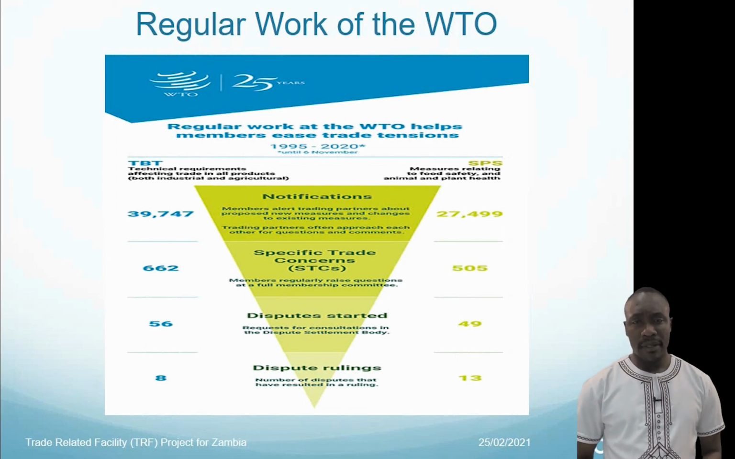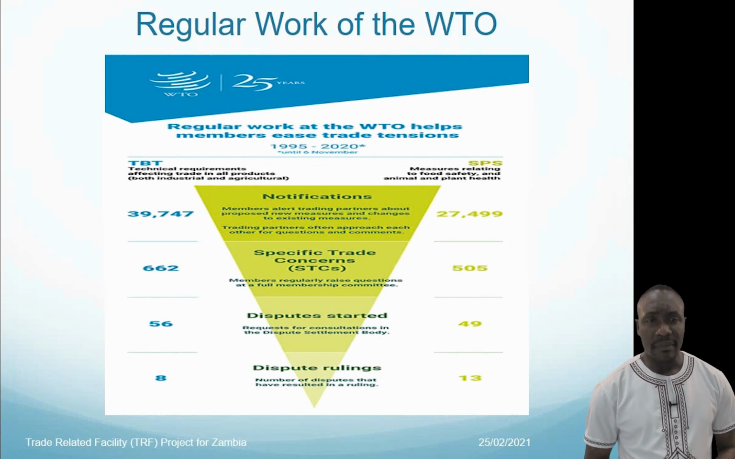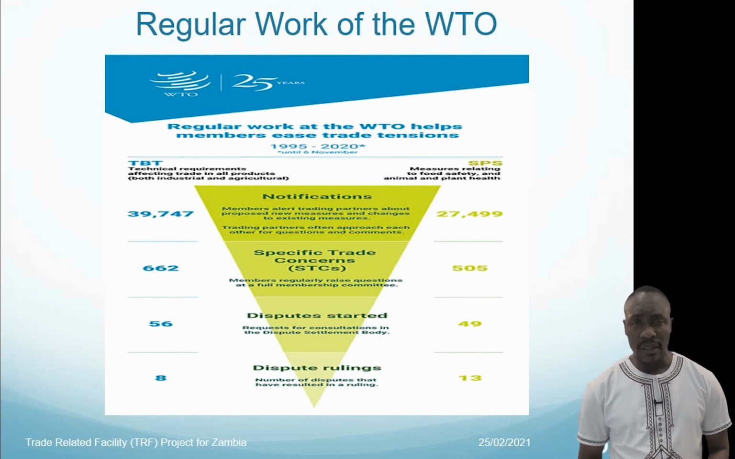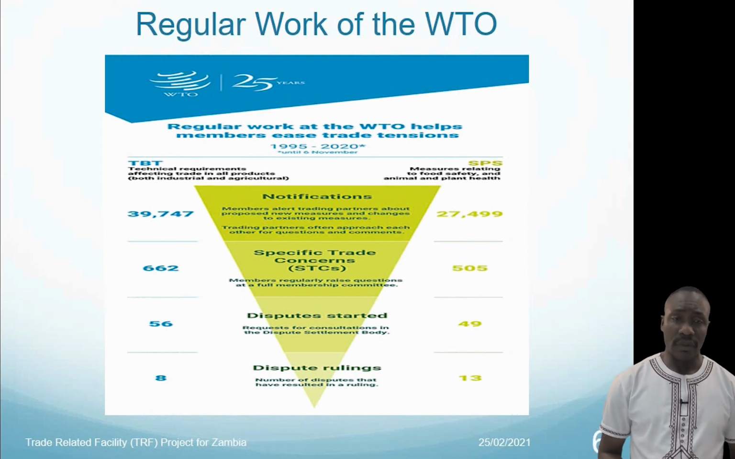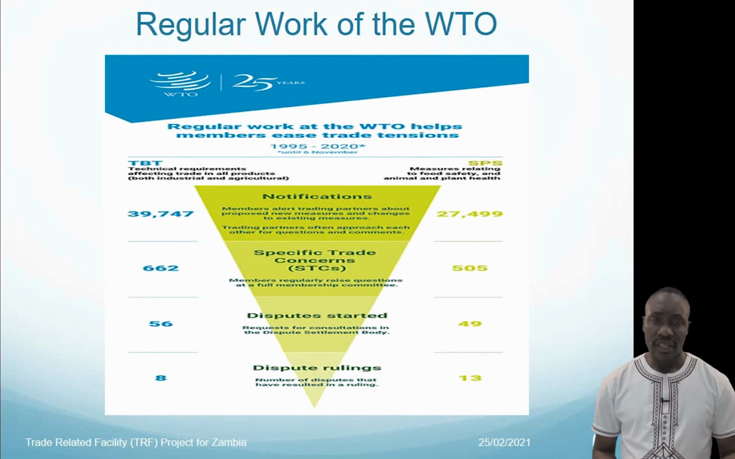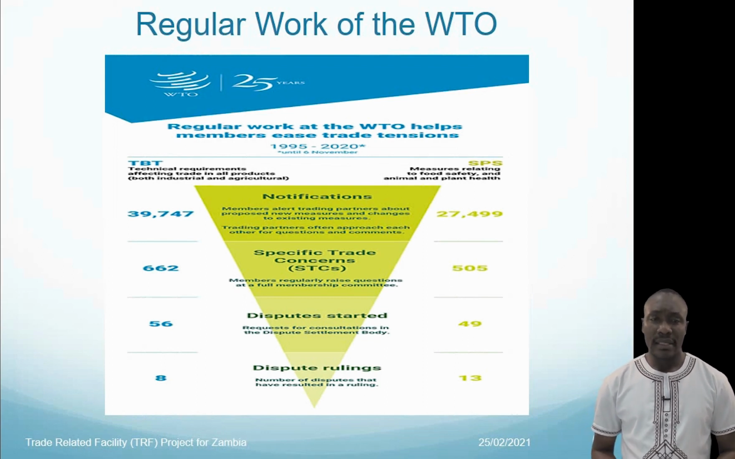Okay, you have a picture there on the screen, showing the TBT as well as the SPS measures relating to food safety, animal health, and plant health. Of course, the TBT looks at trade in all products, both industrial and agricultural, but is specific to just technical requirements. There have been 39,000 notifications for the TBT, and 27,000 notifications for the SPS.